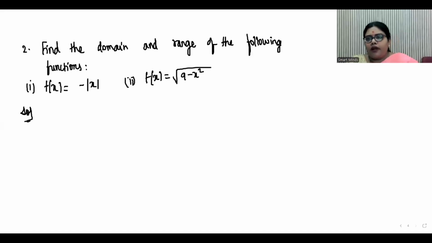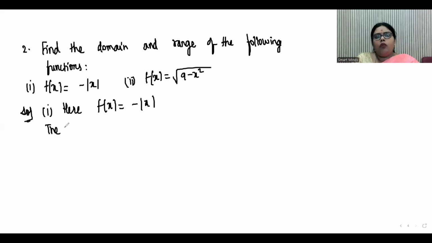Take the next question. Find the domain and range of the following functions. So f of x is equal to minus of modulus of x and f of x is root over 9 minus x square. So here let us start with the first bit. Here f of x is minus mod x. Now what do you mean by domain? Domain is the set for which the function is defined. So now tell me, when is the function defined?